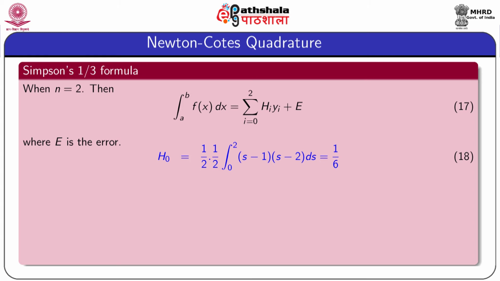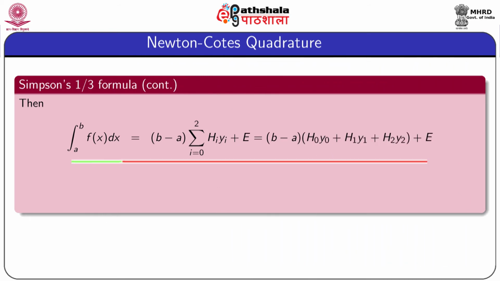by this formula. H0 equal to half into half integration 0 to 2 of (s minus 1) into (s minus 2) ds equal to 1 by 6, and the other coefficients are h1 equal to 2 by 3, h2 equal to 1 by 6. In this case, h equal to (b minus a) by 2, that means the entire interval is divided into two intervals. Therefore, h is equal to (b minus a) by 2.